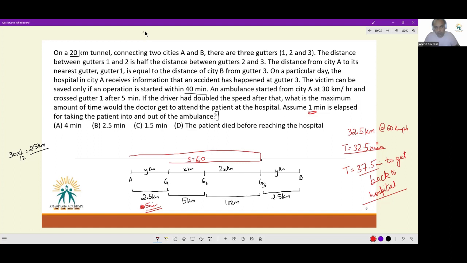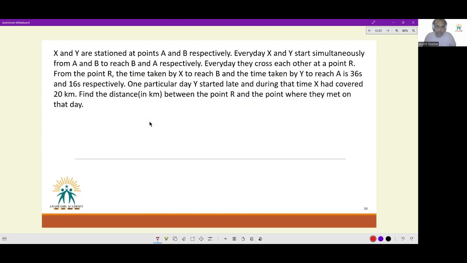Time available to the doctor will be 40 minutes minus the travel time minus the time used up in getting the patient in and out of the ambulance, which is 40 minus 38.5. So the time available to the doctor will be 1.5 minutes only, or option C will be the right answer. Okay. Next question.